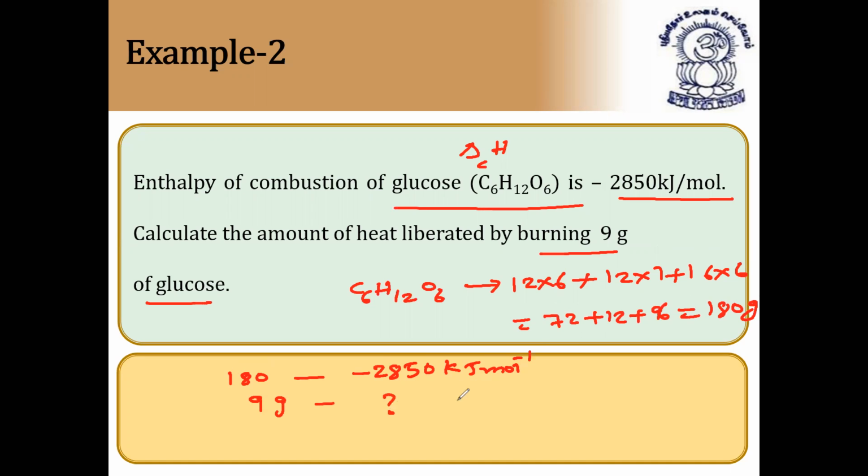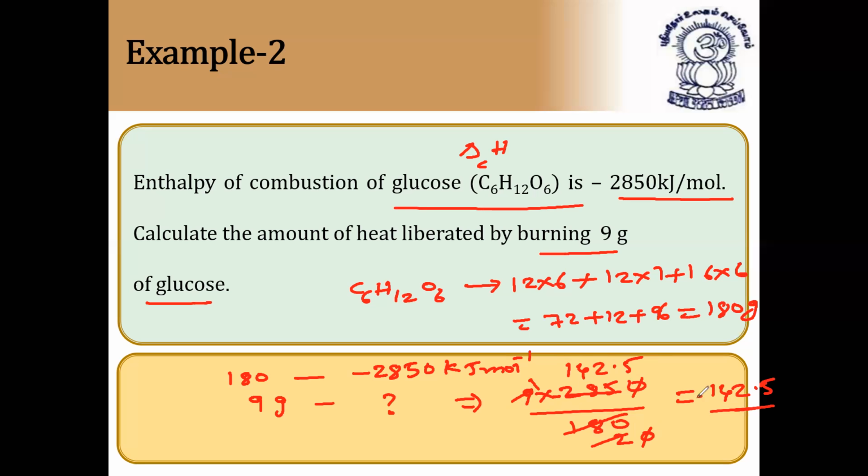Similarly, for burning 9 grams, how much heat is required? They're asking that only. It implies 9 into 2850 by 180, with minus sign. So 9 ones are 9, 20s are, and the 0 gets cancelled. 2 ones are 2, 142.5. So the answer is 142.5, with minus sign, kilojoules per mole. So it is equal to minus 142.5 kilojoules per mole.